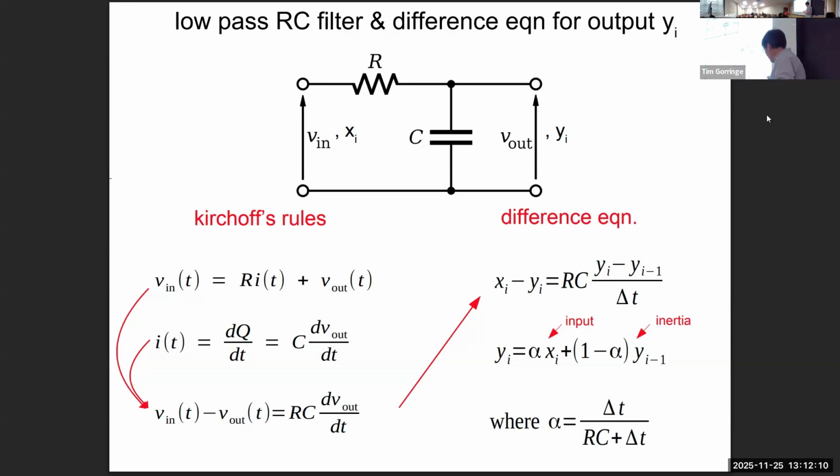If RC is very small, then alpha is roughly 1. So there's one kind of extreme of this equation. You just get this PC. You get very little feedback.